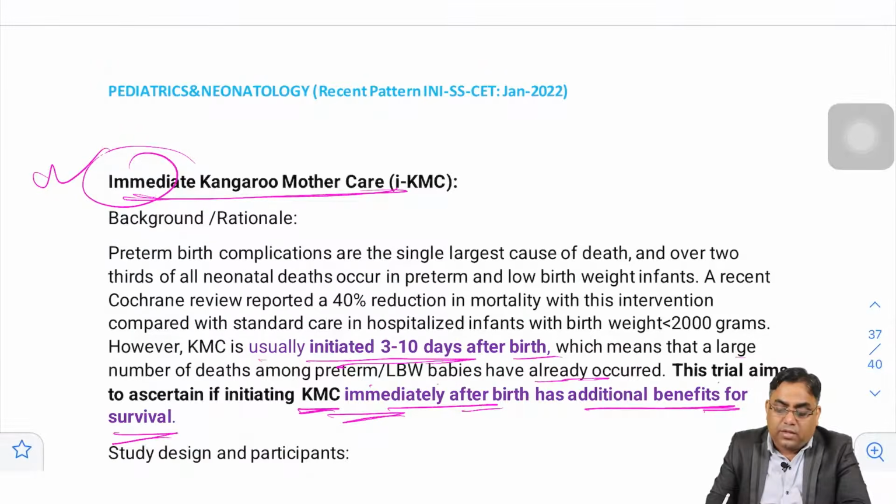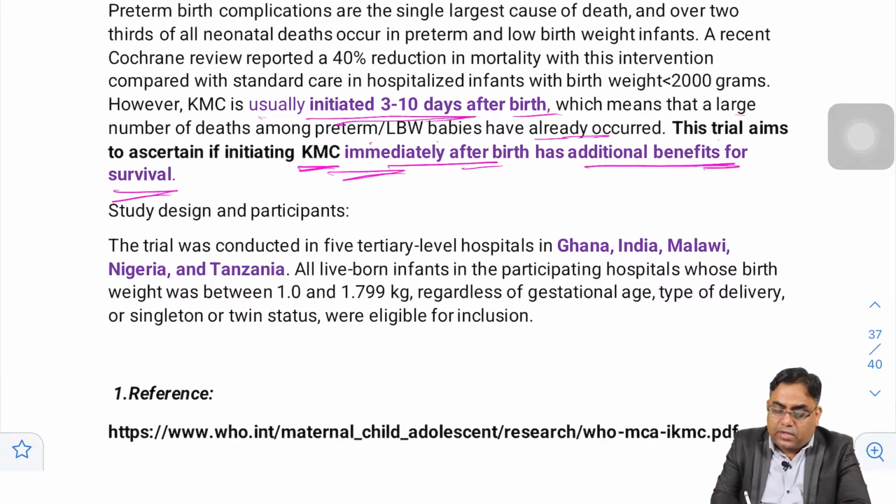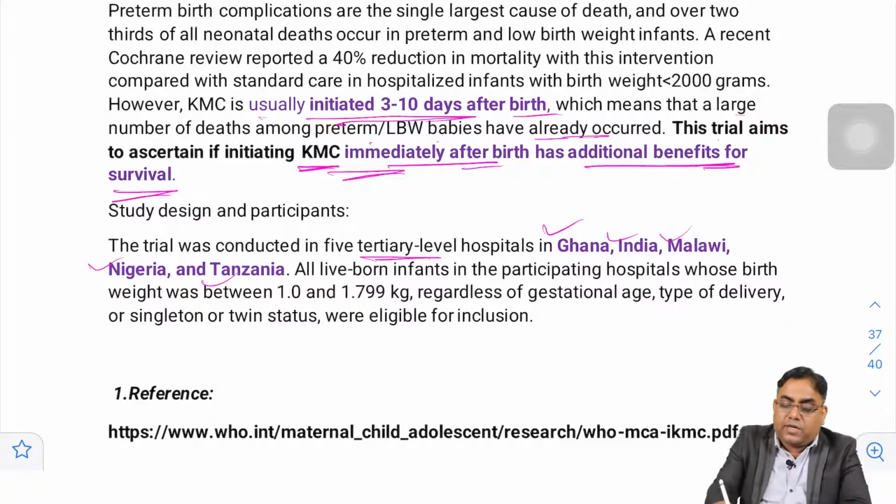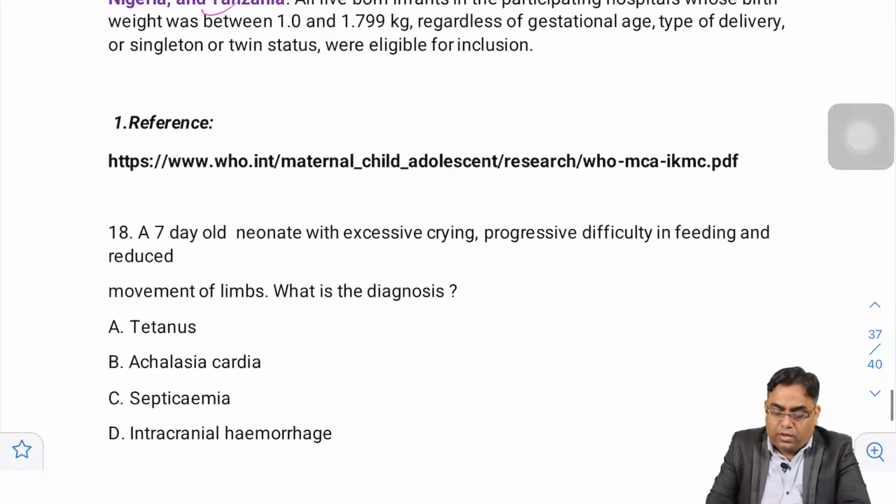So, IKMC is preferred. Okay. The trial was conducted in 5 tertiary level hospitals: Ghana, India, Malawi, Nigeria and Tanzania. So, these are about immediate KMC. IKMC means immediate KMC. This is a new one. Now, move to the next question.